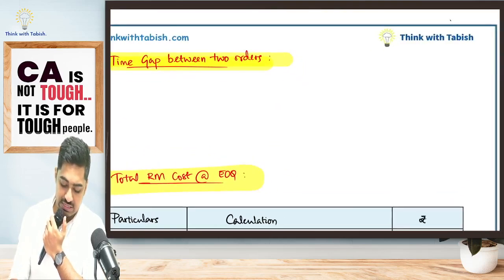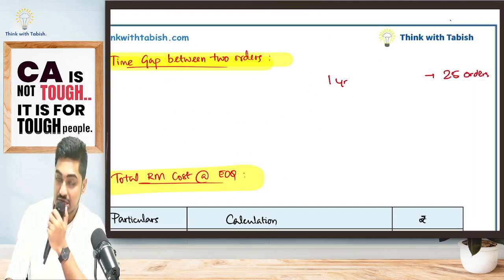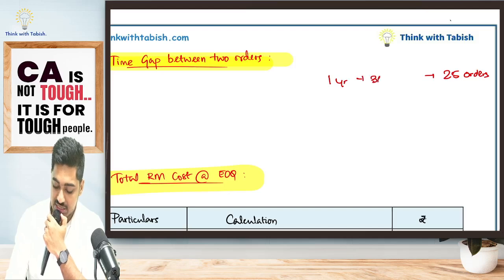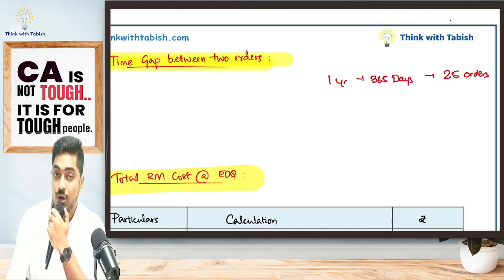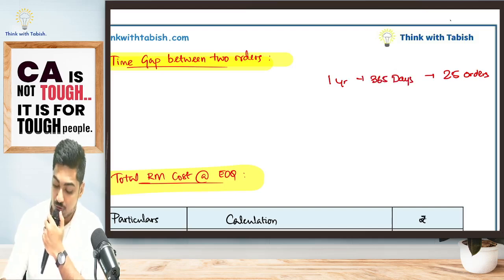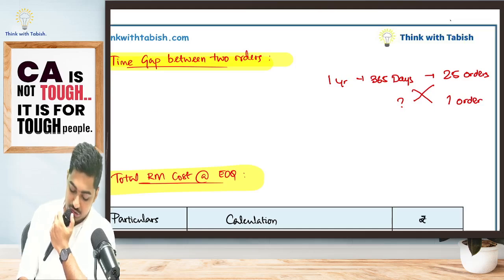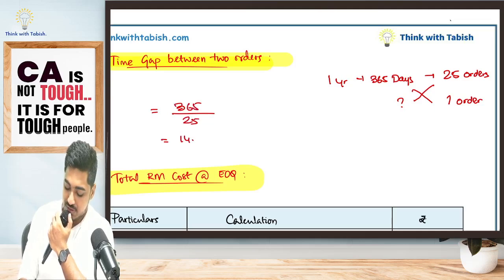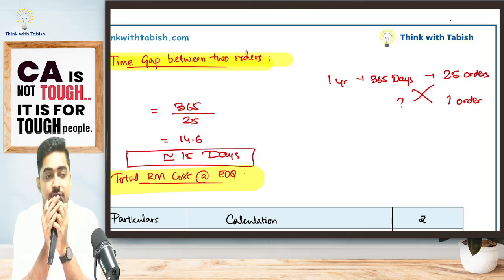Okay, boss, I will tell very simply, sir. In 1 year, I am ordering 25 times, 25 orders. That means in 365 days, I am ordering 25 times. I want to know one order is how many days. So it is going to be 365 divided by 25. It is going to be 14.6 or 15 days. Yes or no, everyone?